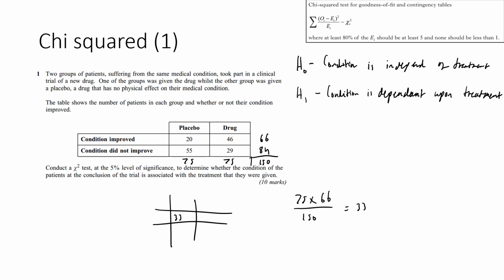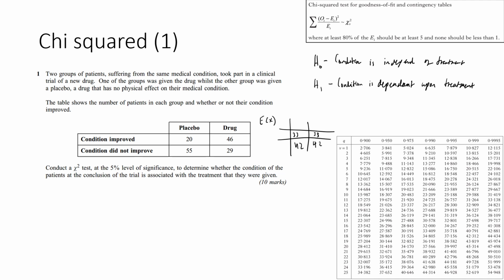So this time we do 75 times 84 over 150, which gives us 42. So we can put 42 here. And for this particular scenario, we do the same calculations for the other two boxes. The answers will be the same. So we have our expected frequency, and now we have our observed frequency.